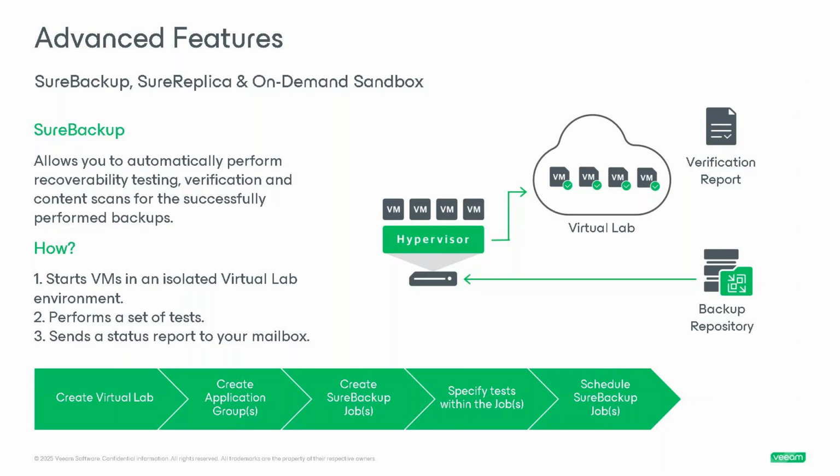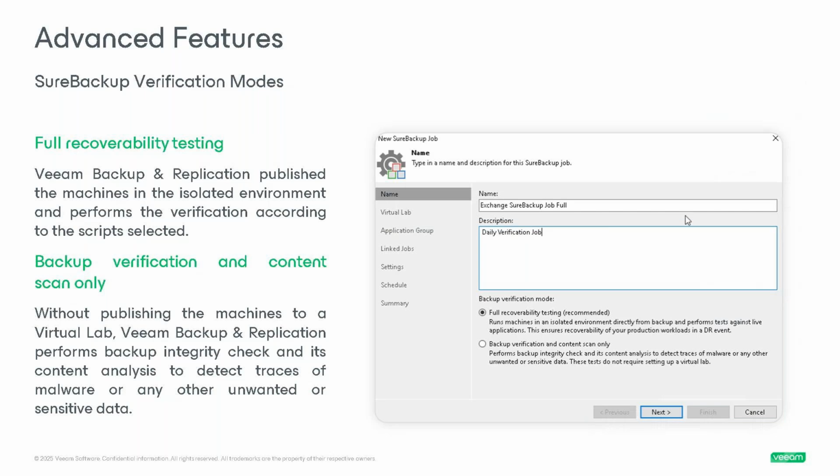So then you would choose when you want it to run and the frequency. And then when it does run, you would receive the report for that. So if you were to create a SureBackup job, this is kind of what that would look like. This is after the virtual lab has been deployed and potentially application groups.